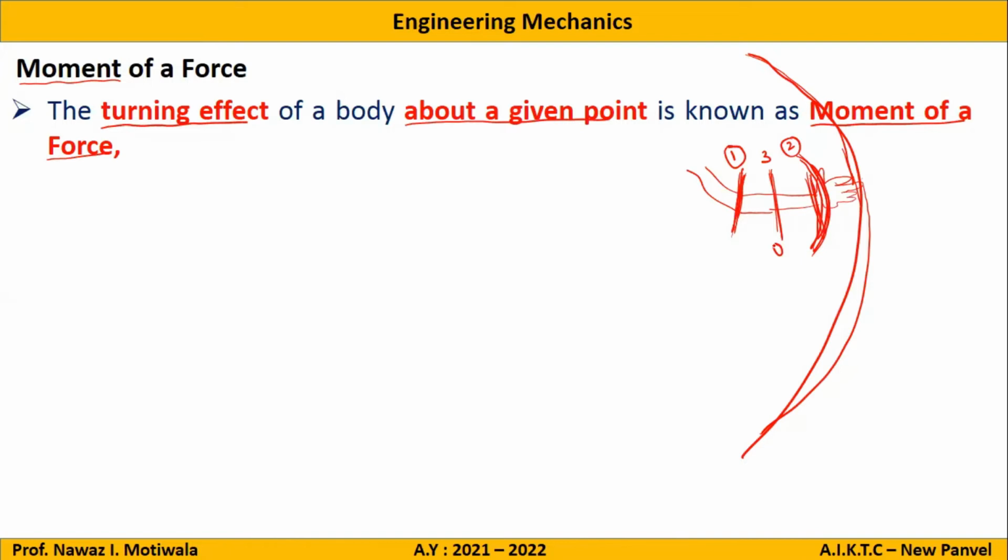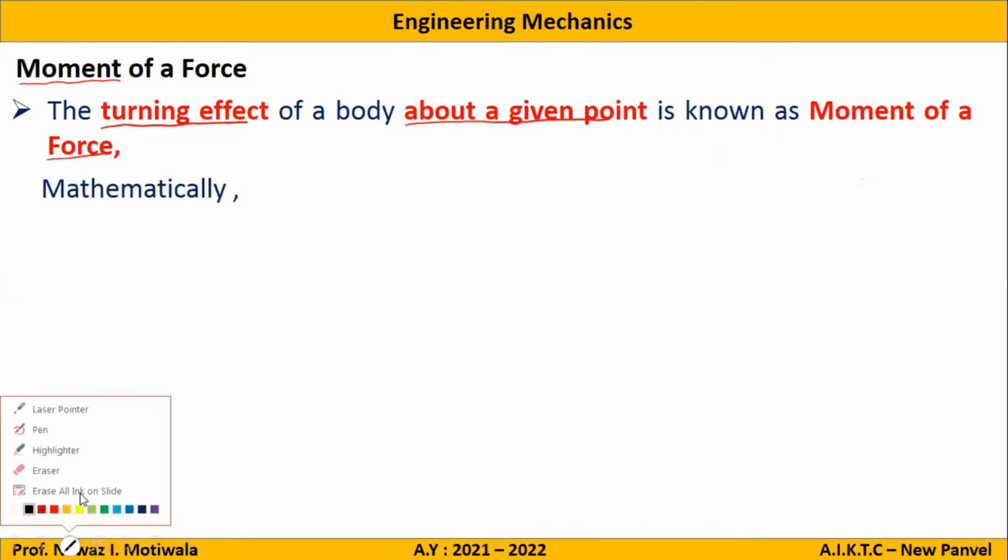So you can say moment of a force is turning effect. In simple terms, it is a turning effect of a body about a given point. That's the most important thing. That's why I have highlighted it in red. Every time if you hear the word moment, you have to ask me, sir, about which point. So this was in terms of statement form.